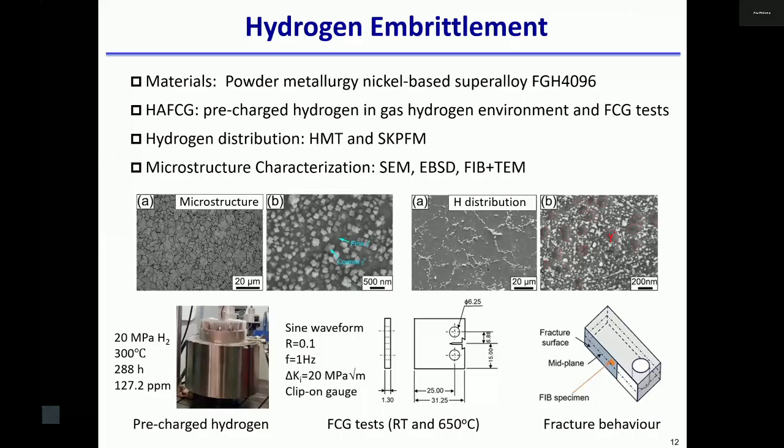We did, so that one is the microstructure of the alloy. You can see the grain microstructure and also the precipitates as well. We also did hydrogen microprinting after pre-charging. Then we see the hydrogen mainly diffuses along the grain boundary and also along the phase boundary, the phase boundary between gamma prime and the gamma matrix.